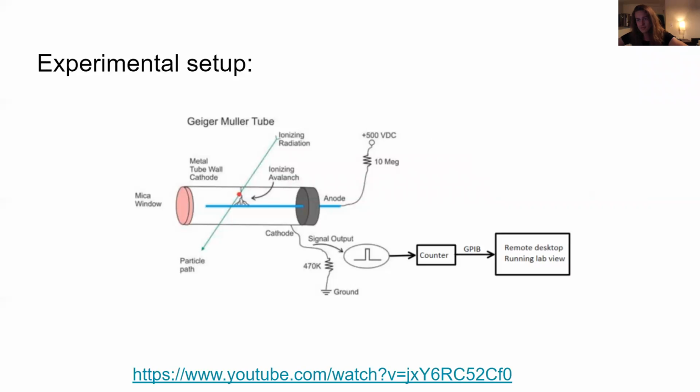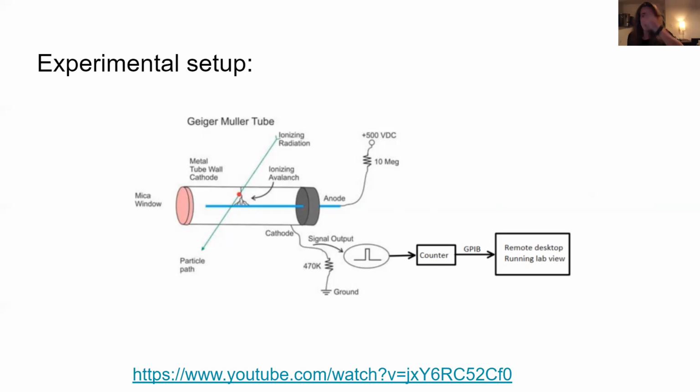So this was our experimental setup. Here's the Geiger Muller tube. And what we ended up doing is we sent data from the Geiger Muller tube into some sort of counting mechanism, which then communicated by means of a GPIB bus to a computer that was running a remote desktop. So we could actually interface from our own home with a Geiger Muller tube, and we just needed the help of the professor. And yes, we were using a software called LabVIEW, which is used quite extensively.